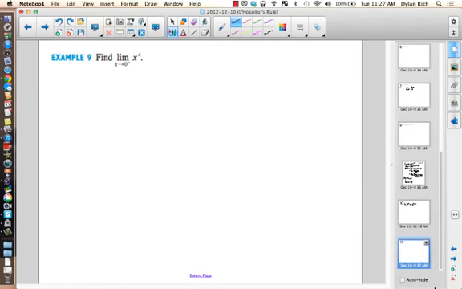Okay, let's do this one. I love this function. It's so cool.